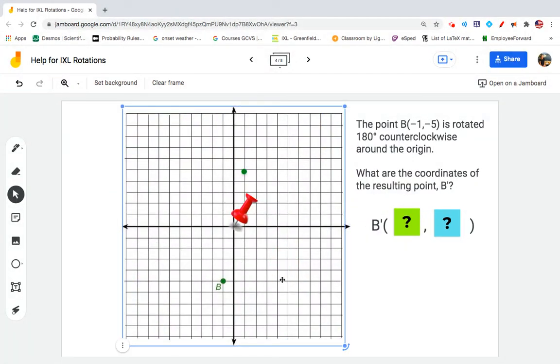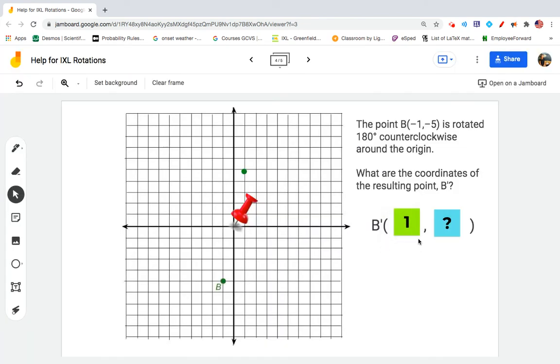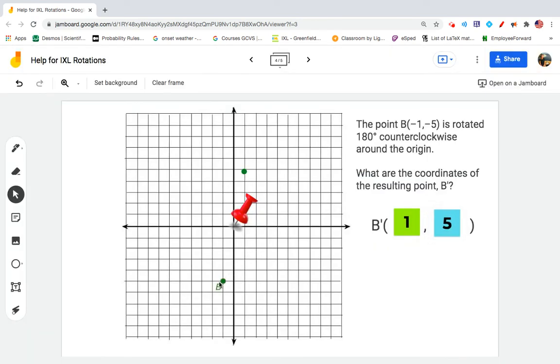All right. So where does point B prime end up? After a 180 degree counterclockwise rotation, with coordinates 1, 5. So basically, a 180 degree rotation lands in the exact opposite quadrant, the quadrant that's diagonally across.